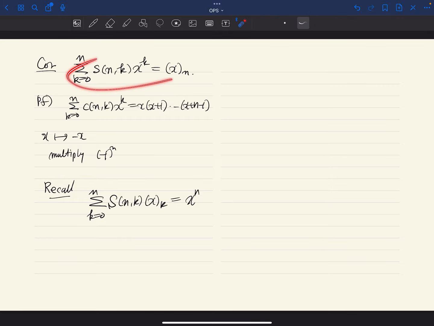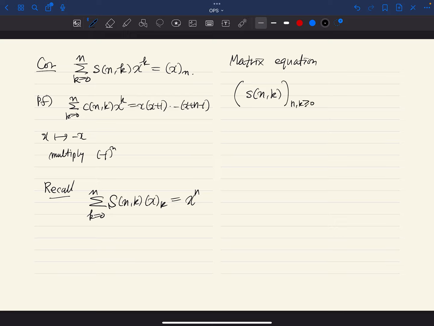But if you look at these two carefully, you'll see that you can write down a matrix equation. You can make a matrix using, let's say, a small s, with n, k greater than or equal to 0. So this is an infinite square matrix. And this is now x to the n, a column vector. So if you multiply these two, each entry must be this. So we get another vector like that. And the same from the second identity, we get this matrix multiplied by this and this.